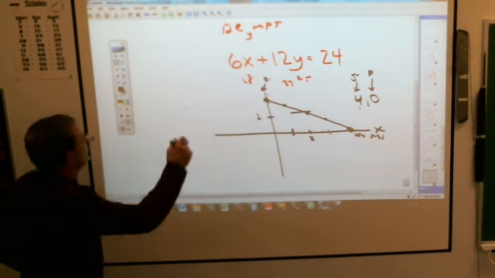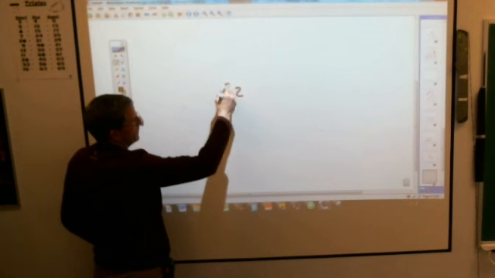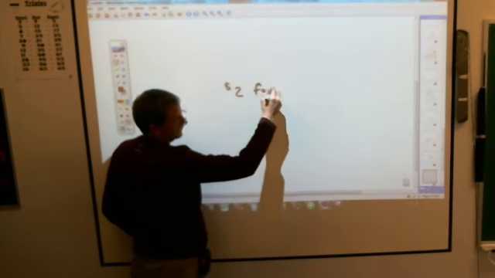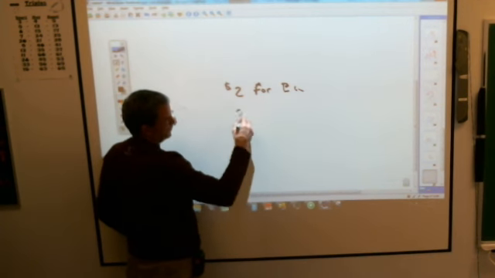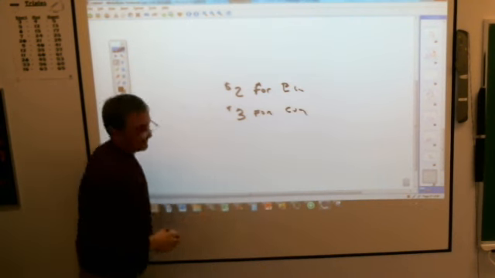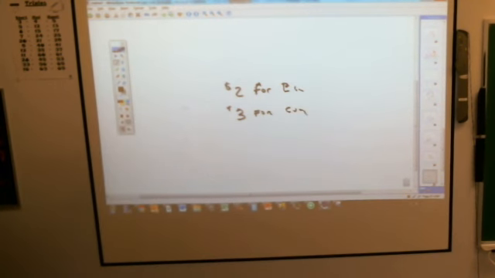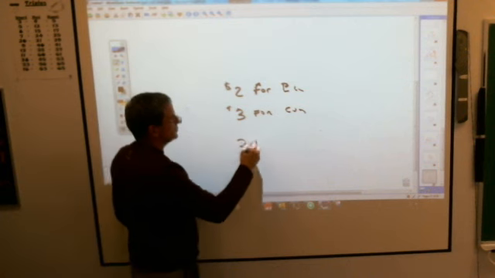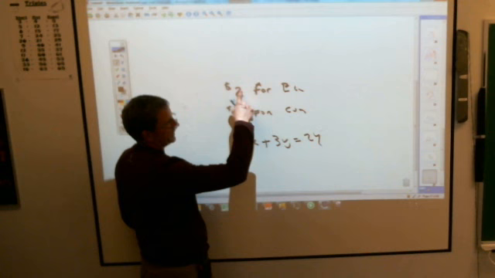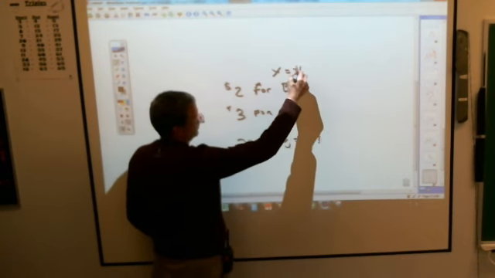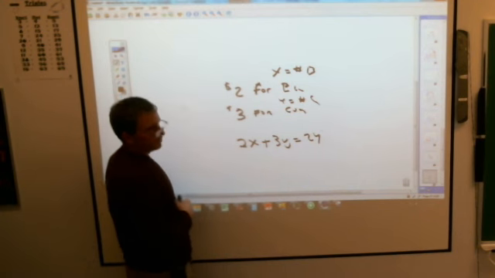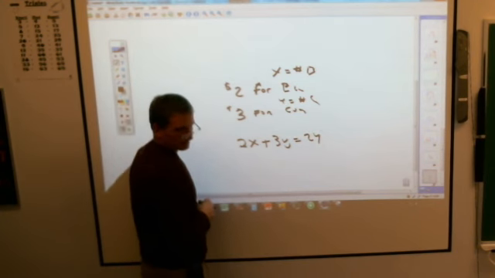So $2 for black and white, and $3 for color? Yes. And then they said the equation, what is it? 2x plus 3y. He made $24. So X is the number of black and whites, and y is the number of color. And they're saying, what would the x and y intercept stand for?